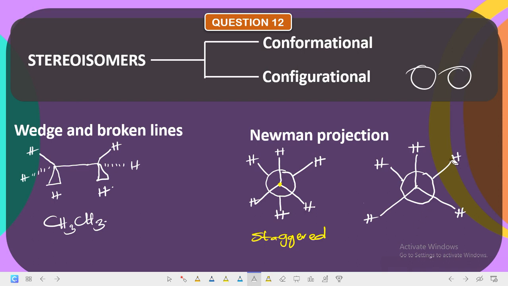If we want to make it eclipse, how do we make it eclipse? Eclipse is when something is very close to something. So this one is close to this one, this one is close to this, and this is close to this. What do you call this? Eclipse configuration. Is that understood? So this is staggered and this is eclipse. And in most cases, as time progresses, you will understand that the eclipse projection is less stable than the staggered. So it means that the staggered is more stable than the what? Eclipse. Is that understood? So let us continue with the lecture.